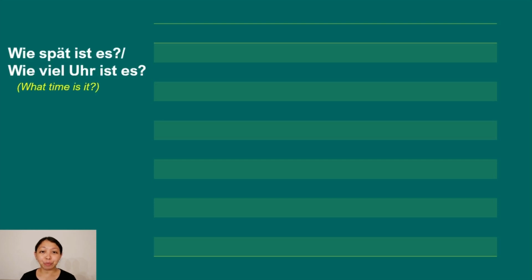To ask what time is it in German, you say Wie spät ist es? Oder Wie viel Uhr ist es? What time is it? And then to answer that question, we say Es ist, or it is.